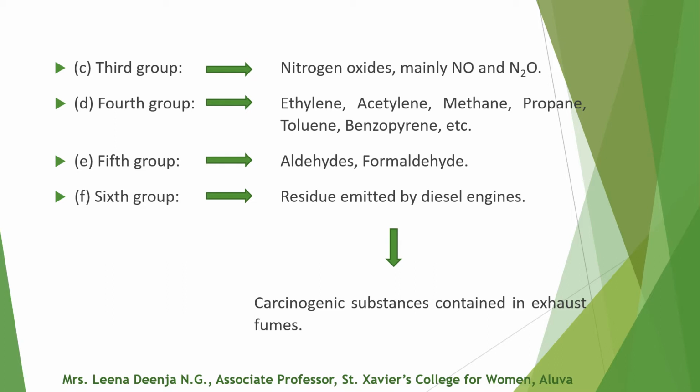The fourth group consists of the most numerous group of substances including ethylene, acetylene, methane, propane, toluene, benzopyrene, etc. Fifth group consists of aldehydes, mostly formaldehyde. Sixth group consists of residue emitted by diesel engines. It has the capacity to absorb carcinogenic substances contained in exhaust fumes.